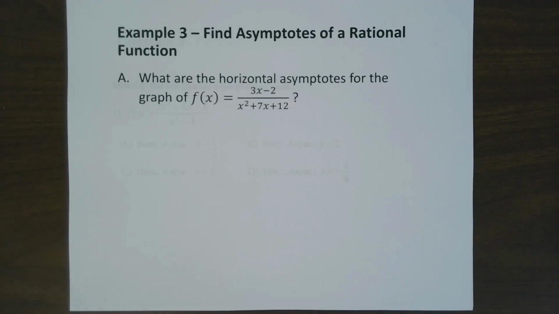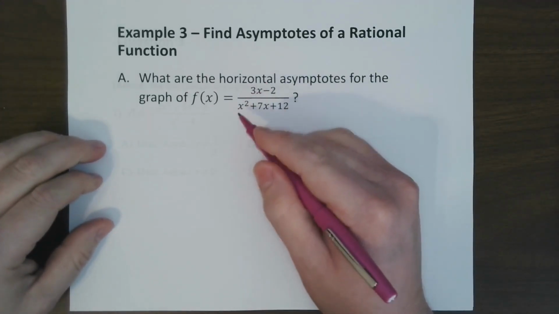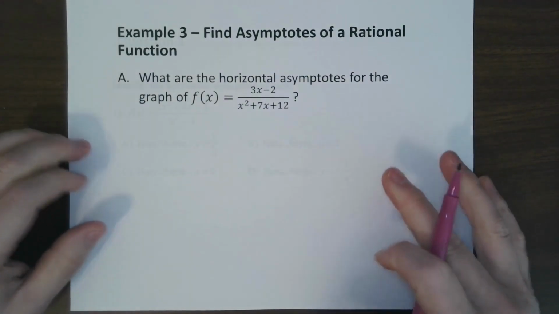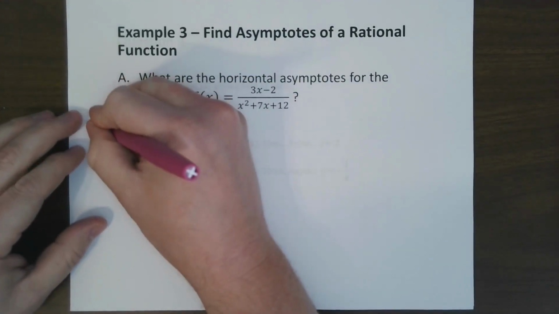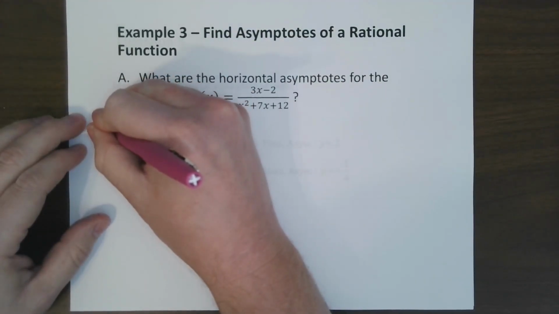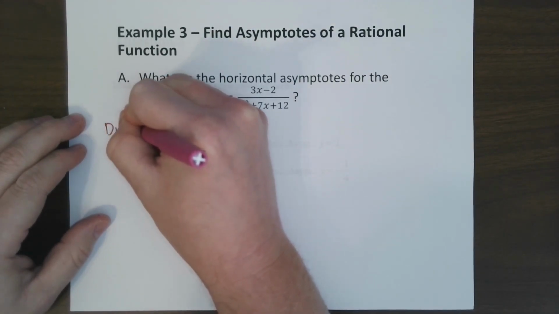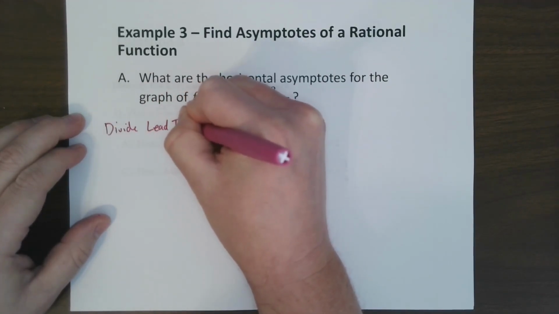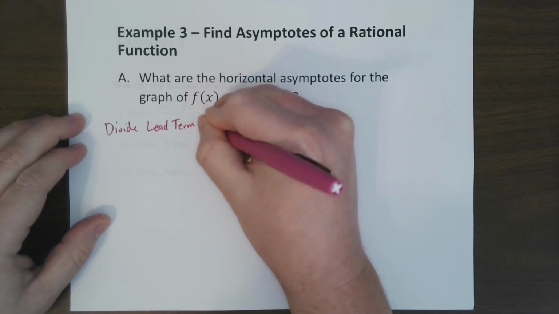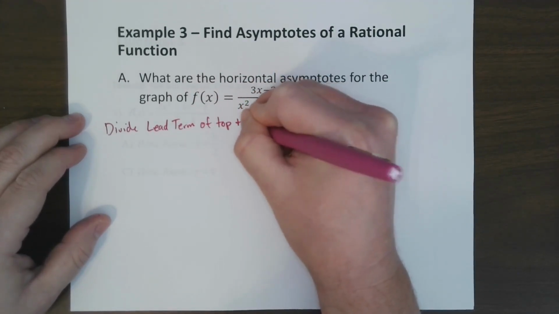All right, what if we want to find horizontal asymptotes? With horizontal asymptotes, it all depends on the lead term of the top and the bottom. What we're going to do is divide these two. But before I get there, let me show you what the cases could be. So we're going to divide the lead term of the top and the bottom.